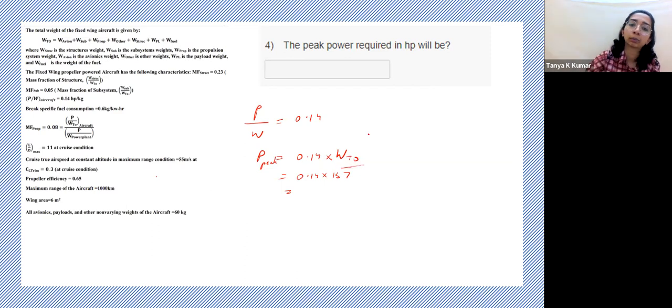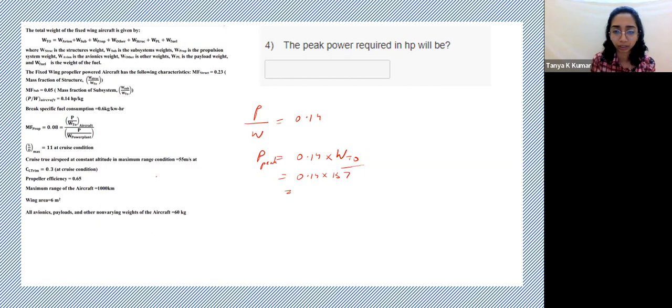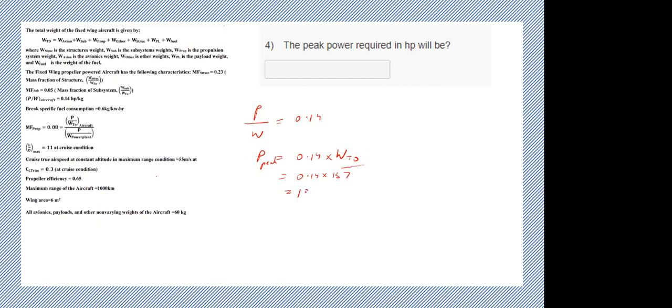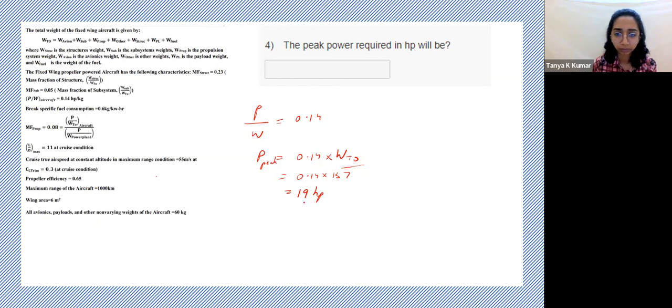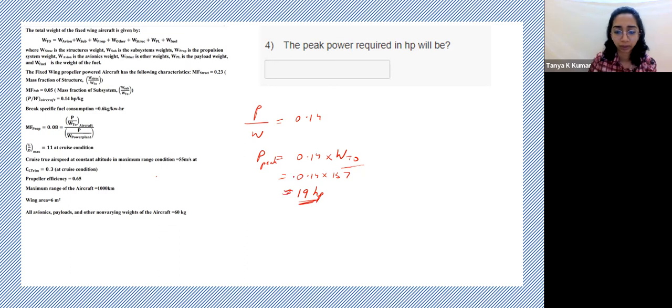Why do we get this maximum power initially, not towards the end? Because while taking off, the weight of the aircraft will be more, and it requires the maximum power to lift it from the ground. Okay, yeah. So you have a lot of fuel at your disposal to use it to achieve the maximum power. So what is this value? Around 19.18. So approximately 19 HP.